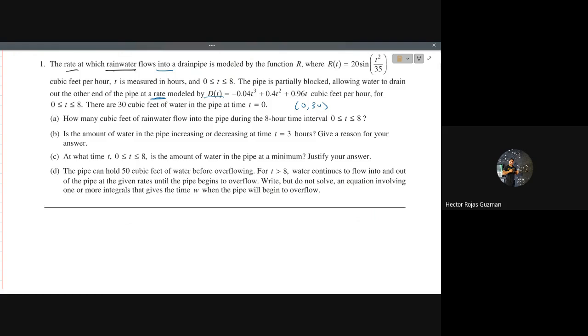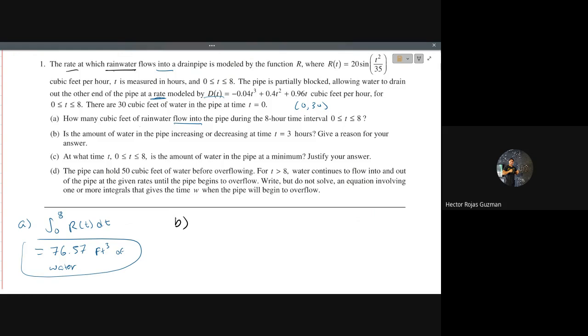One of the common mistakes here for A was that people used the initial condition. We're not asking how much water is in the pipe, just how much water flowed into it. So this is the integral from 0 to 8 of R of T dt, which is approximately 76.57 cubic feet of water that flowed into it. I'm not going to write the full sentence, just leave it like that. You guys write the sentence.